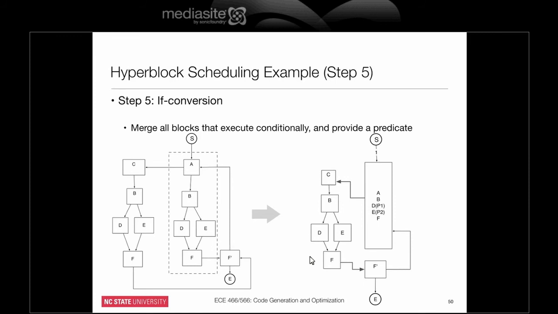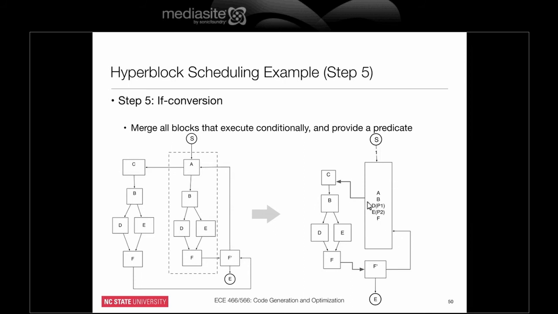Okay, now we merge all the blocks that execute conditionally and provide them with a predicate. So D and E will have predicate registers. A, B, and F do not need them, right? Because if there's actually a branch that takes you out of the hyperblock if you're not supposed to execute B, we'll just exit the block, so we don't need to predicate B. On the other hand, D and E have to be predicated because they're dependent on this branch. So this branch will be removed, we'll calculate predicate registers, and D and E will be predicated. And F is control independent of B, right? F post dominates B, so we don't need to predicate F. They can just execute normally.